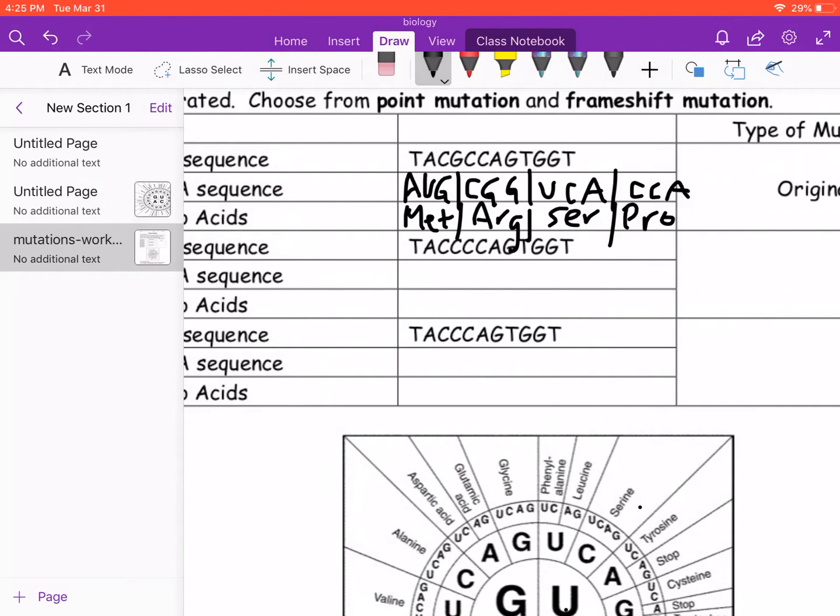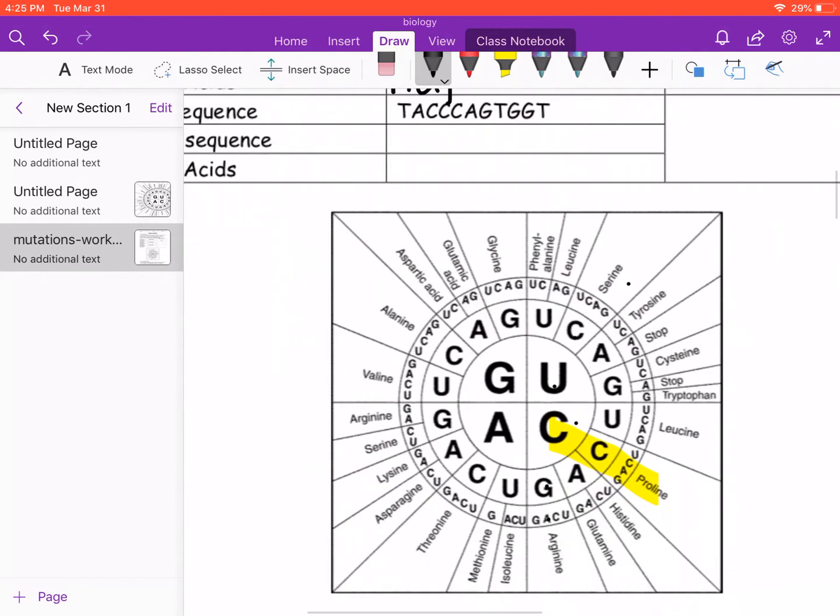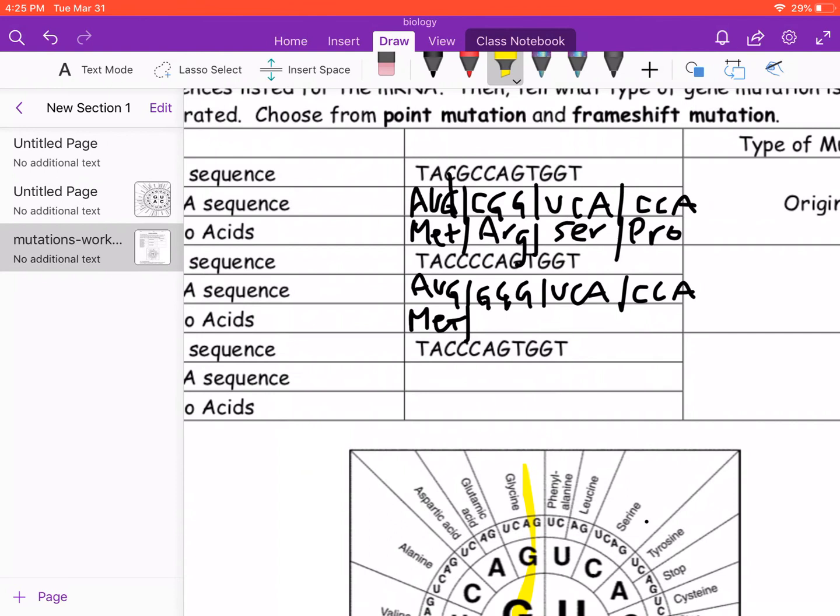We're going to convert our DNA into messenger RNA, and we're going to do that by writing AUG, GGG, UCA, CCA. And so AUG we know is our start codon methionine. GGG though is different, so we need to go back to our chart. And GGG is going to give us glycine, GLY, abbreviation. We found UCA previously as serine and CCA as proline.